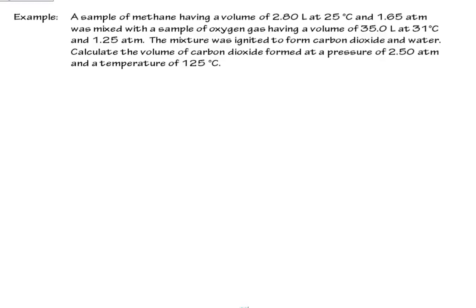There's my combustion. Calculate the volume of carbon dioxide produced at a pressure of 2.50 atmospheres and a temperature of 125 degrees Celsius. Now, this does kind of make sense. The pressure has increased a little bit, and the temperature increased quite a bit. Well, check out what happens here. Let's say we write the balanced equation.